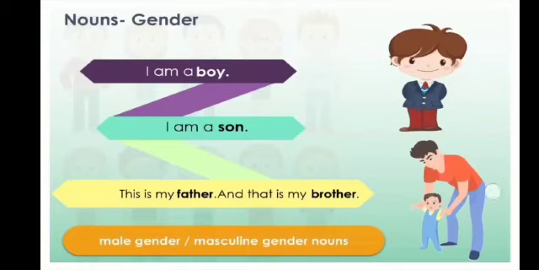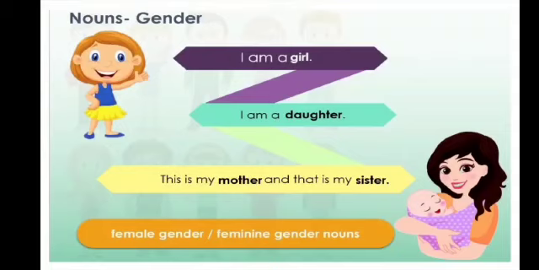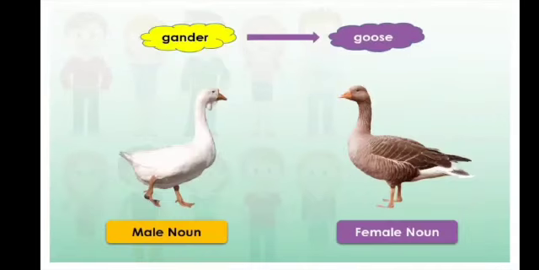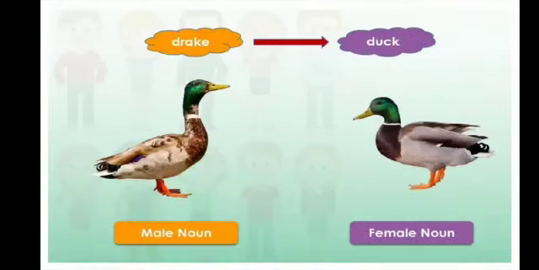We shall see another example. I am a girl, I am a daughter, this is my mother, and that is my sister. Girl, daughter, mother, and sister are the female gender. These female genders are also called the feminine gender nouns. Just like persons, animals also have male and female genders. Example, bull, masculine gender; cow, feminine gender. Gander, masculine gender; goose, feminine gender. Drake, masculine; and duck, feminine gender.